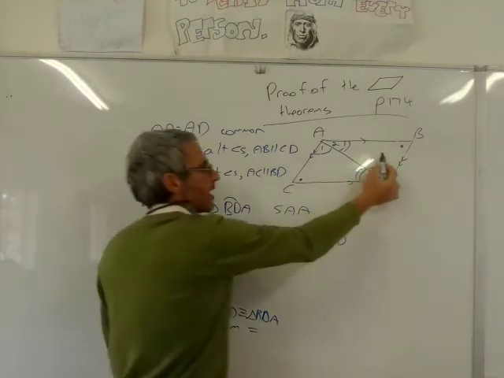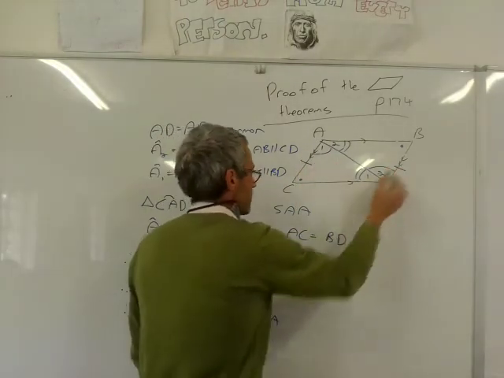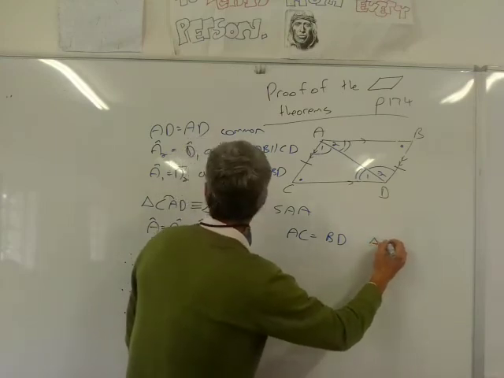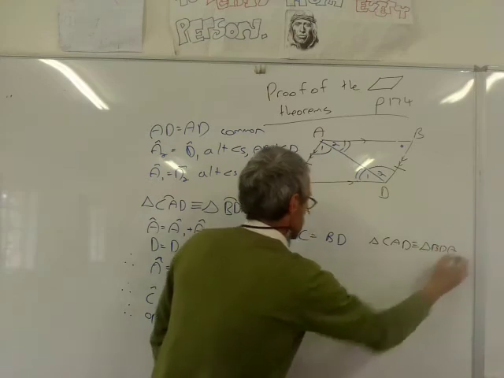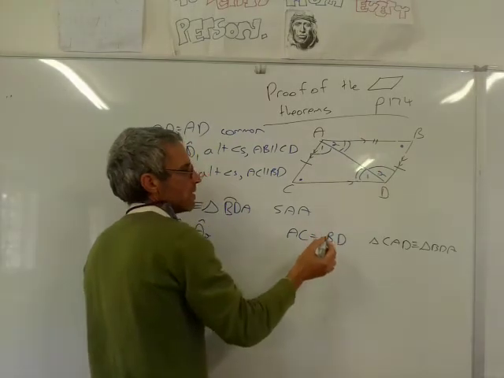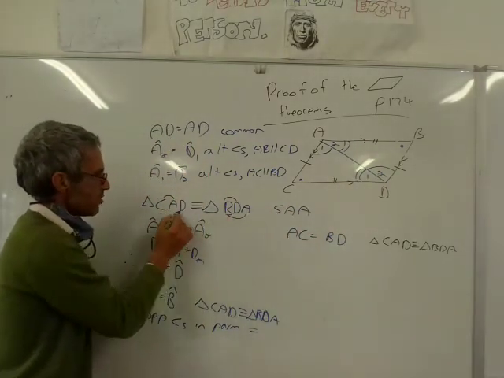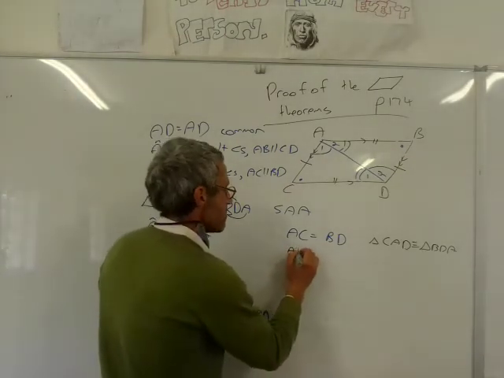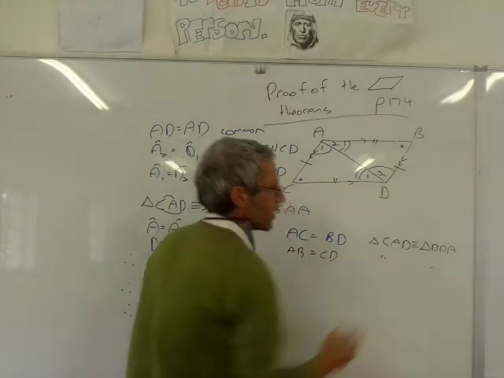Got it? Once I realize that these two triangles are congruent, what does that mean? That means that this is equal to that. AC equal to BD. Because, and I'm going to write it again, triangle CAD is congruent to triangle BDA. And which side is AD equal to? CD. And you can put it here as well. AB is equal to CD. So I can also say that AB is equal to CD for the same reason.